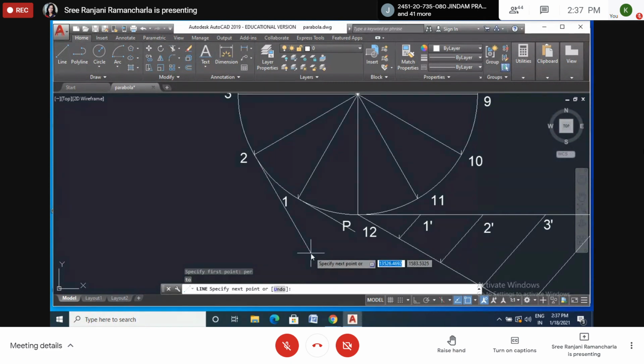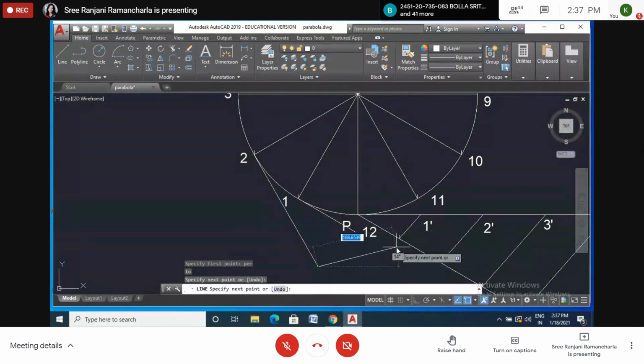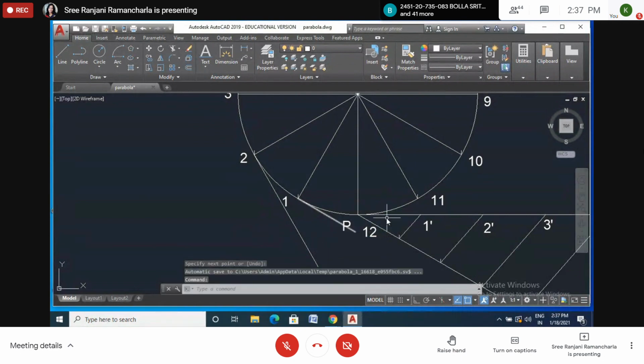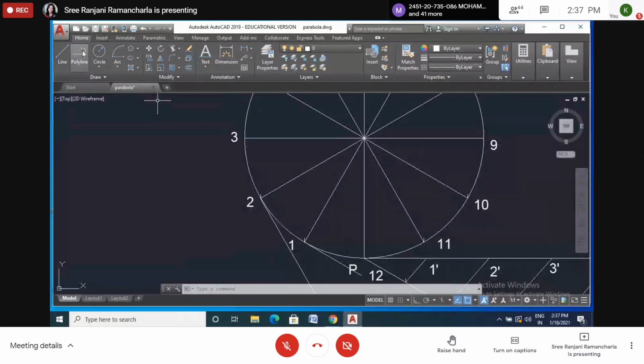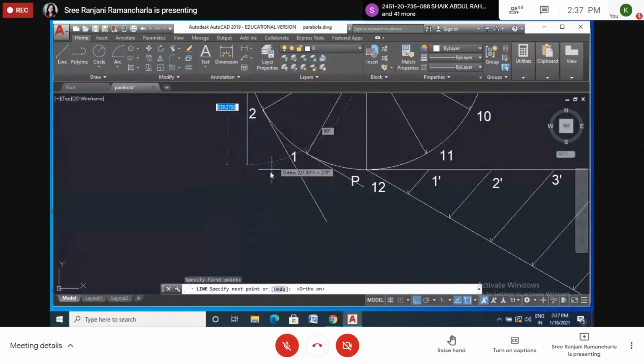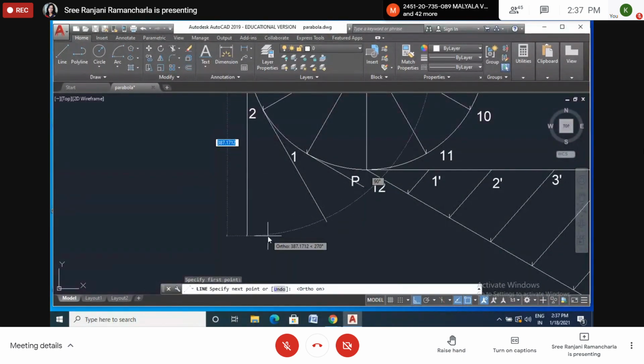So this is one more. I'm drawing a perpendicular line to this one. This length is approximately equal to twice of this. Otherwise, you take this as a radius, then take that much length. Now again, I will take a perpendicular length approximately equal to 3 times, using this ortho. Like this, approximately 3 times I'll draw.